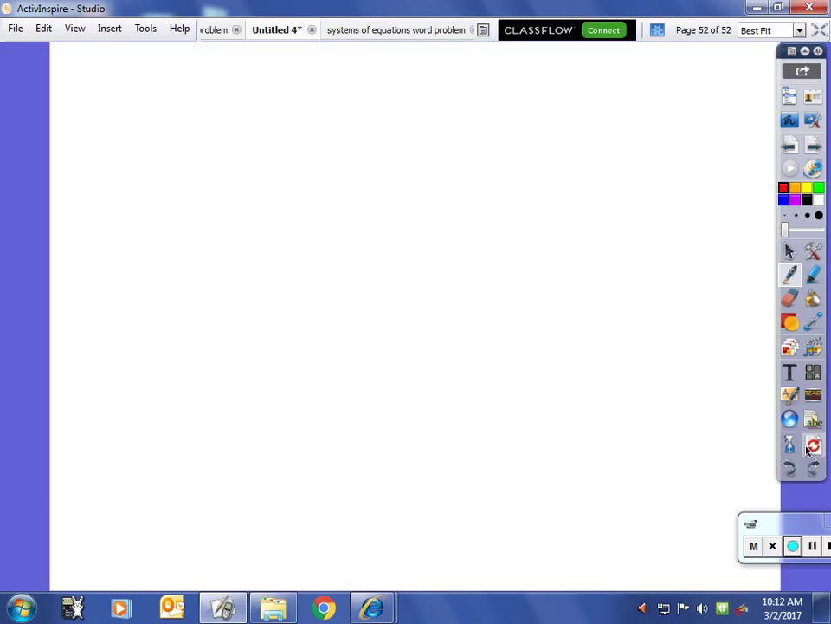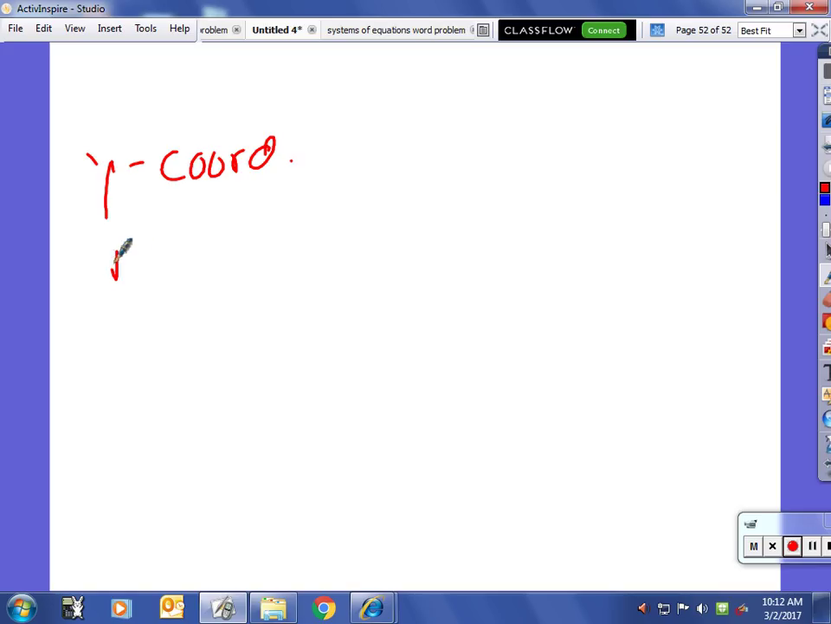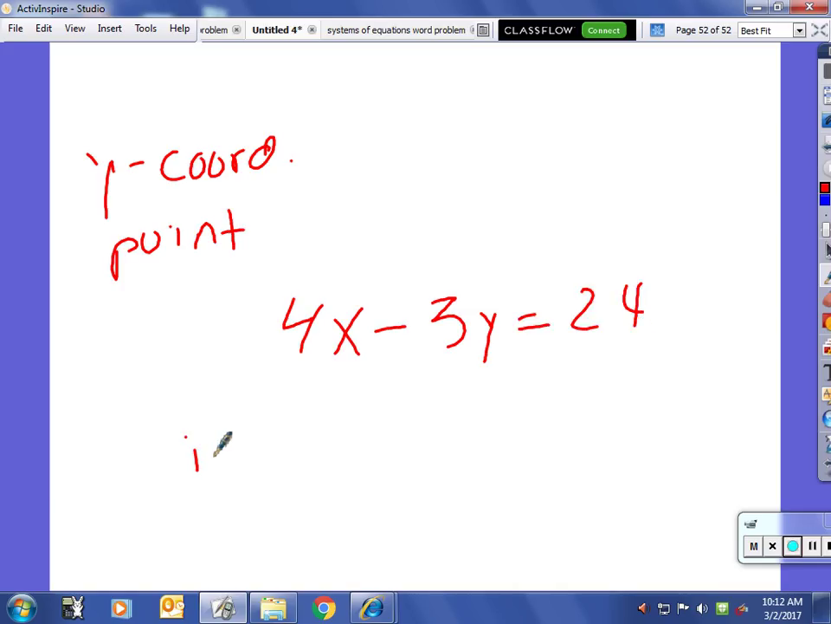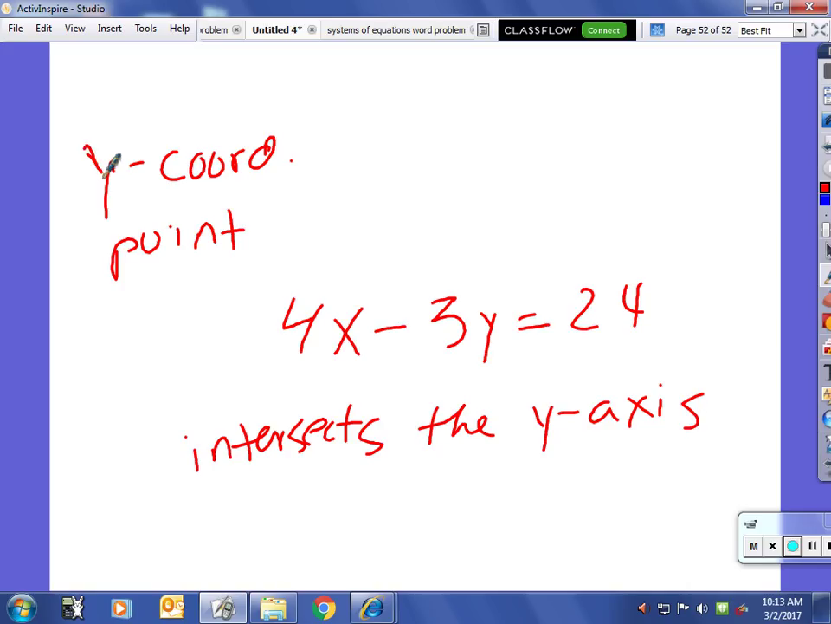Also, there was a question that said, what is the y-coordinate of the point where, I'm making this up, 4x minus 3y equals 24 intersects the y-axis? And again, this was straight off the wording from an end-of-course exam. They love to take simple questions and try to make them sound complicated. That is a fancy way to say, what's the y-intercept? Now, why did they say what's the y-coordinate?